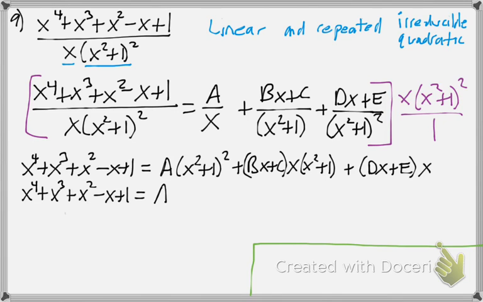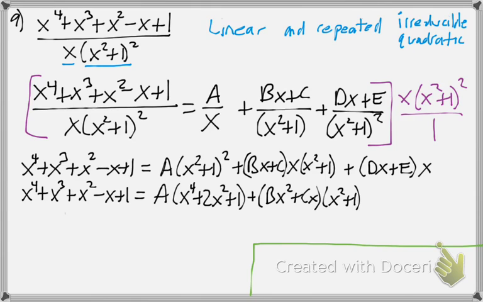This will be A times x to the 4th plus 2x squared plus 1. And I'm going to distribute that x. So that'll be Bx squared plus Cx. And I'm going to leave the x squared plus 1 for now, but I am going to FOIL them eventually. Plus Dx squared plus Ex. And let's take it to the next slide.